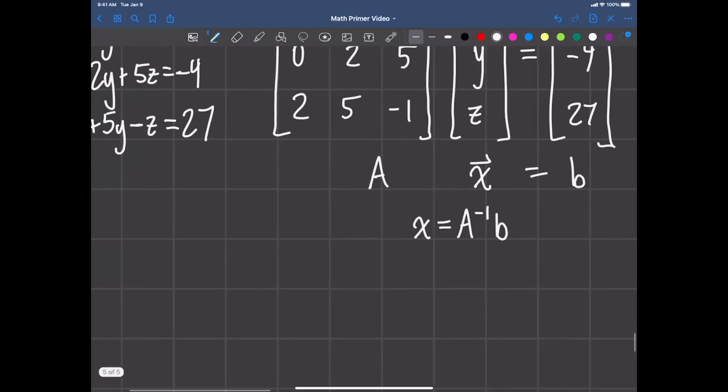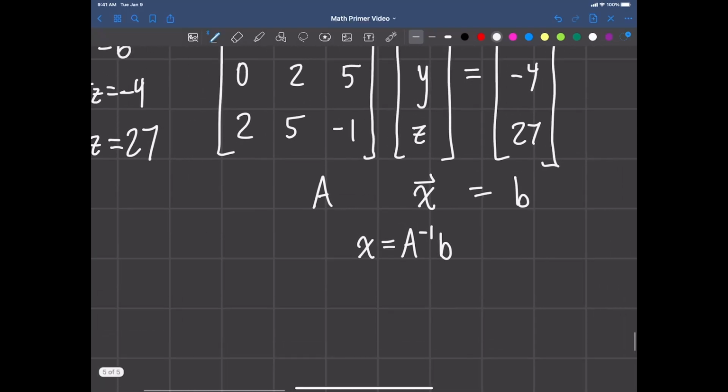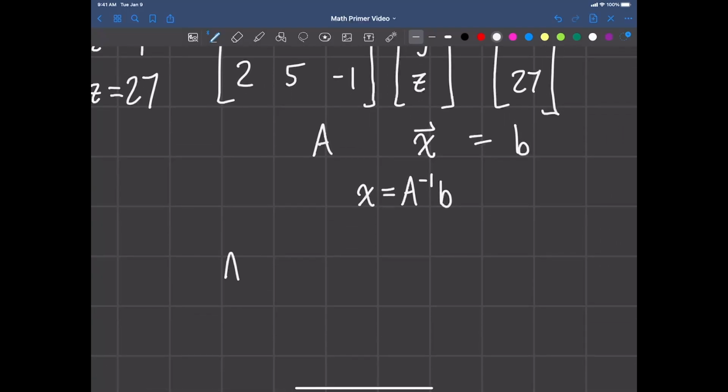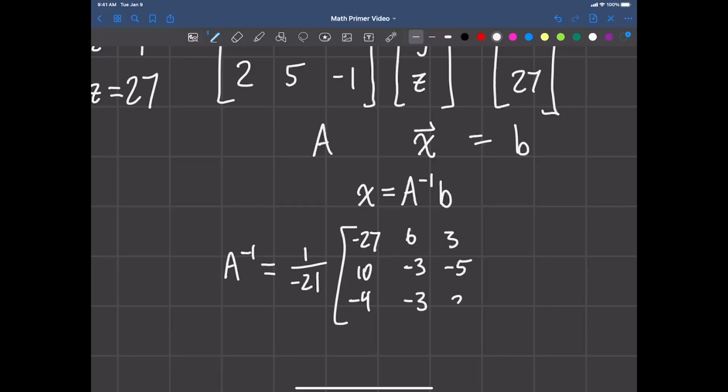The inverse of the matrix A, in this case, is 1 over negative 21 times the matrix negative 27, 6, 3, 10, negative 3, negative 5, negative 4, negative 3, and 2. Now, sometimes matrices do not have an inverse, but in this case it does. We'll see how to calculate the inverse soon.